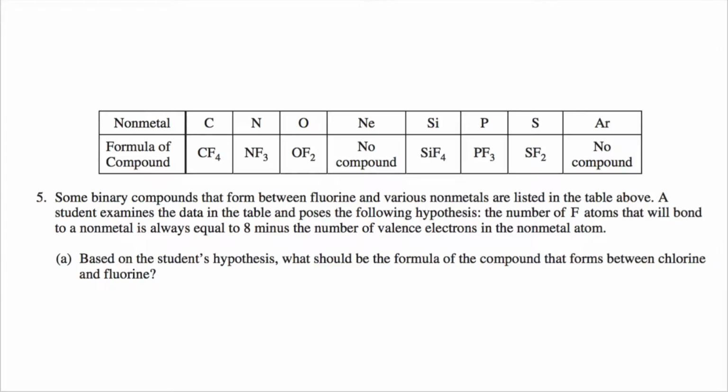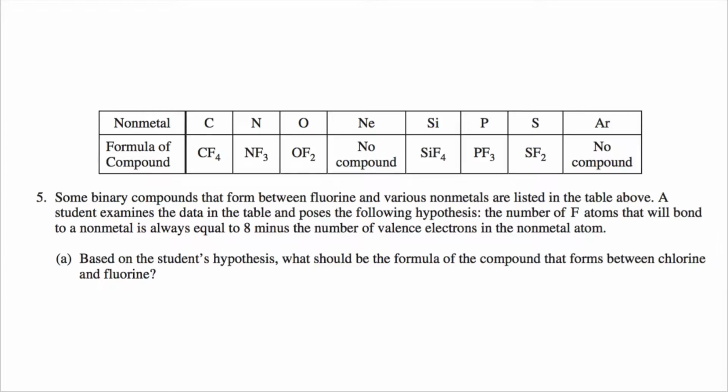A student examines the data in the table and poses the following hypothesis. The number of fluorine atoms that will bond to a nonmetal is always equal to 8 minus the number of valence electrons in the nonmetal atom. Based on the student's hypothesis, what should be the formula of the compound that forms between chlorine and fluorine?